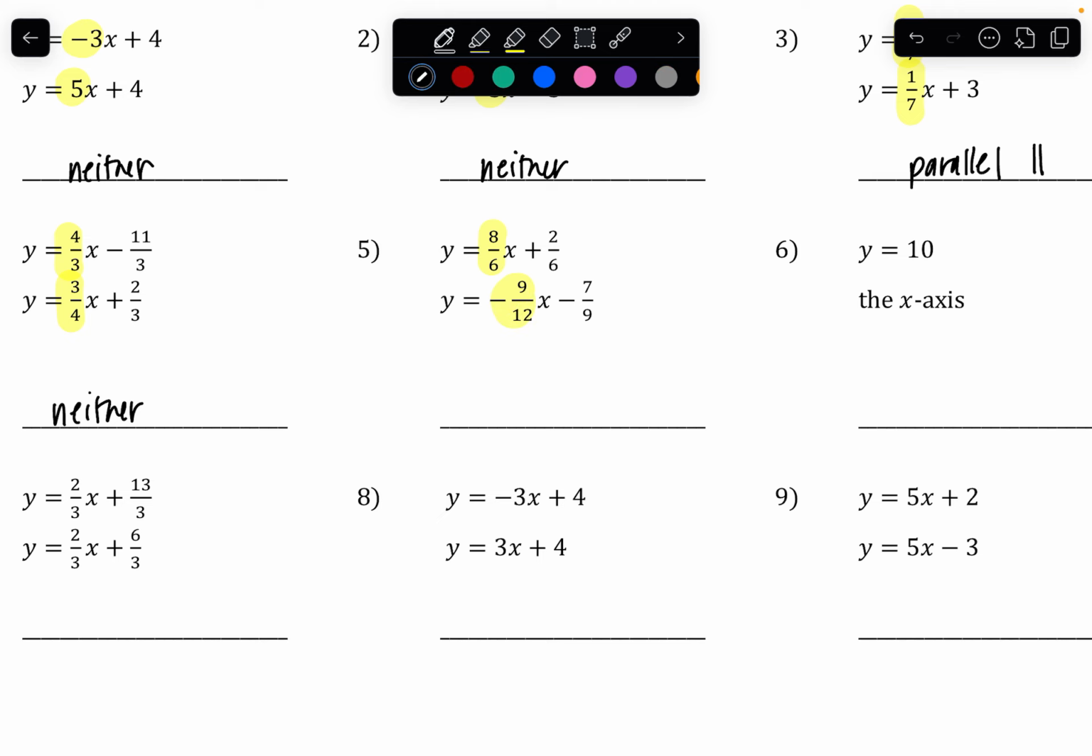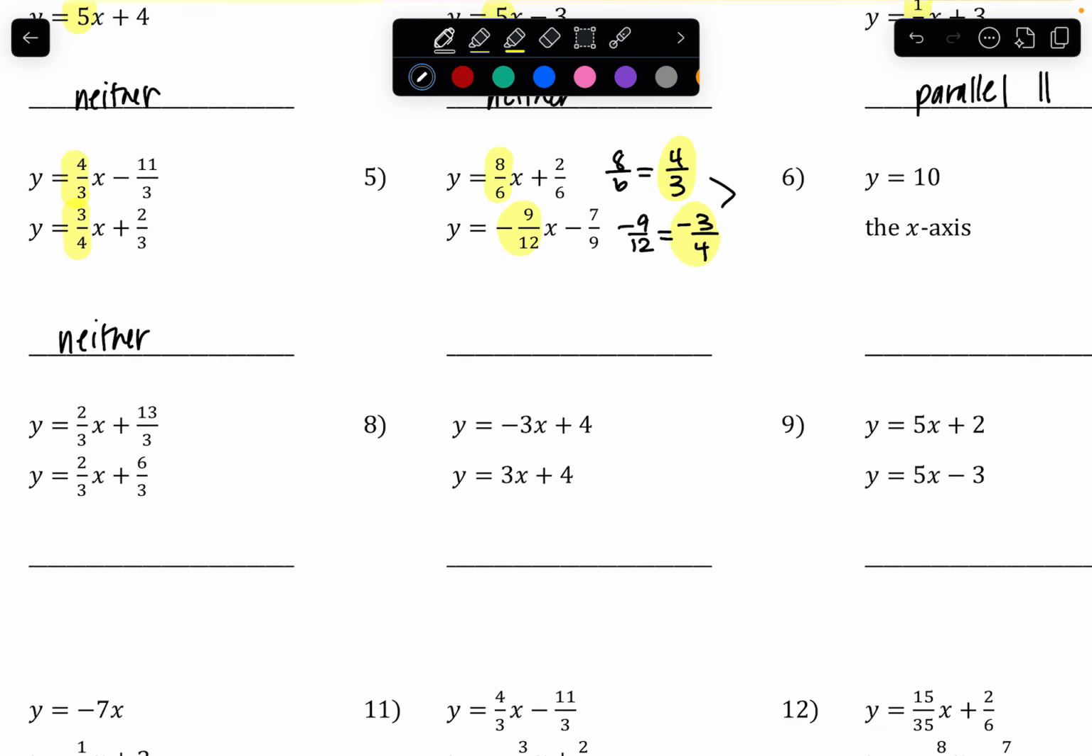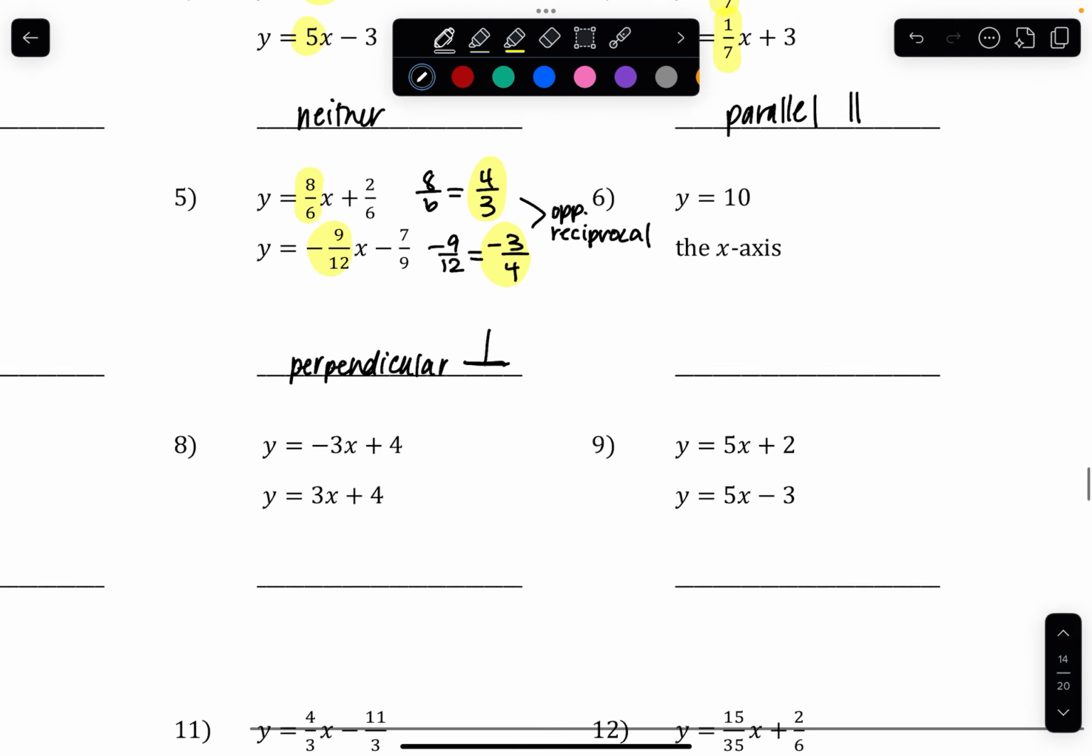These are not simplified fractions, so let's simplify these. 8/6, they're both divisible by 2, so that's the same as 4/3. -9/12, those are both divisible by 3, so that's -3/4. Now that we've simplified these slopes, we can see that they're opposite reciprocals. The fraction is flipped and the signs are opposite, so we know this is perpendicular. So let's use the perpendicular symbol.